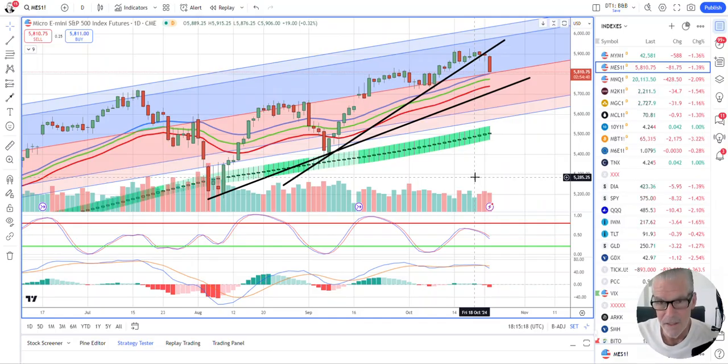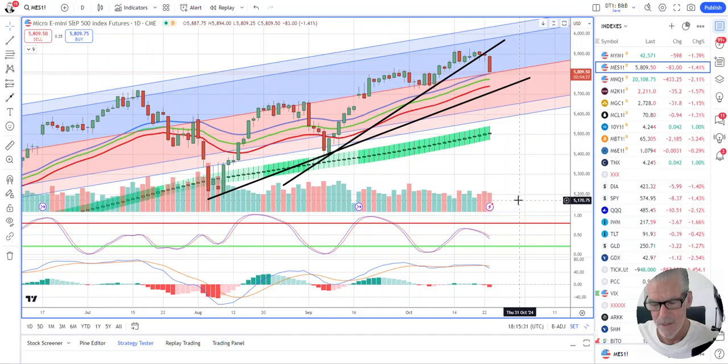Where's it going to go? I just said it's likely going to go down to this supporting trend line. I can't give you a number because I don't know how fast it's going to drop down there, but something under 5,800, and we're at 5,810 right now.